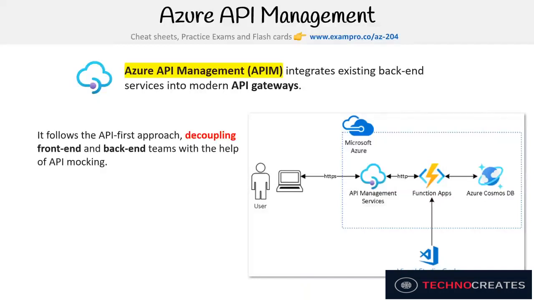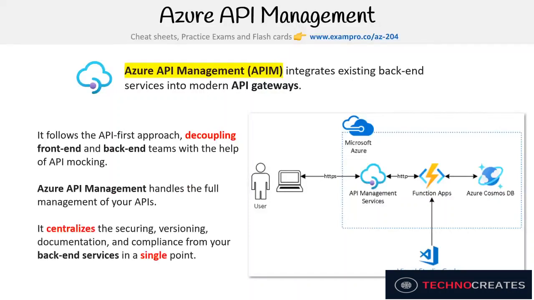It follows the API approach of decoupling the front-end and back-end teams with the help of API mocking. Azure API Management handles the full management of your APIs. It centralizes the securing, versioning, documentation, and compliance of your backend services in a single endpoint. So it's a very powerful tool, but let's get to it.